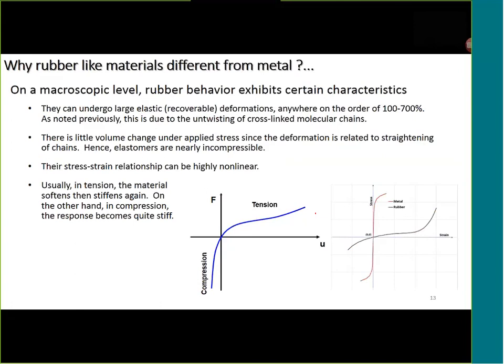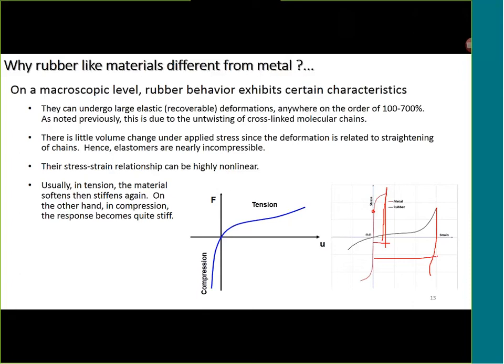On a macroscopic level, rubber exhibits certain unique characteristics. The first one is that metal also shows nonlinear behavior, but its strain range is very limited, up to which it's elastic, beyond which it is in the plastic zone. Still, that is a small percentage of the overall strain that any elastomer can experience. It can experience very large strain.